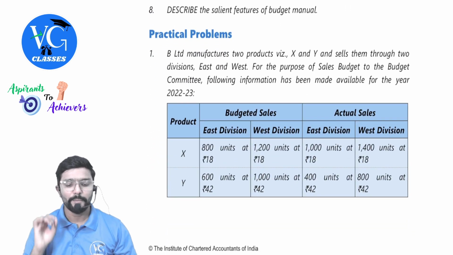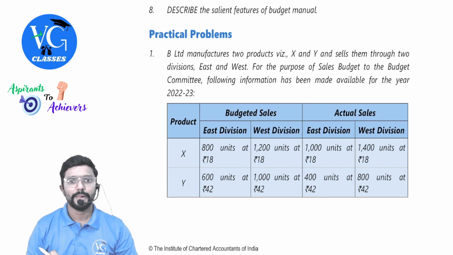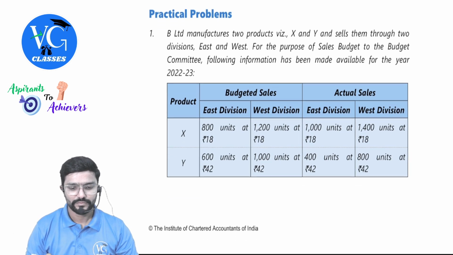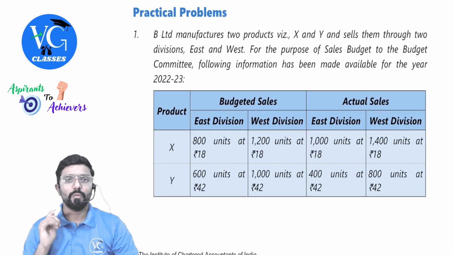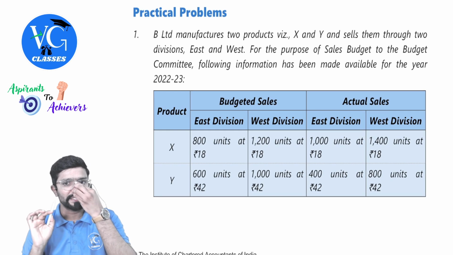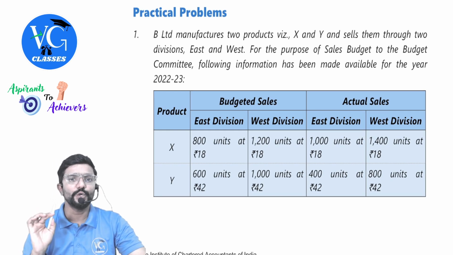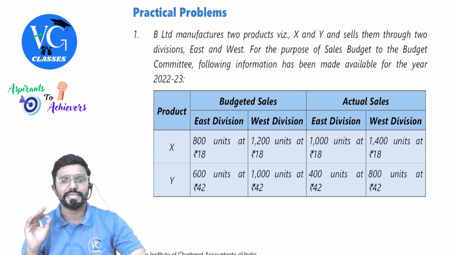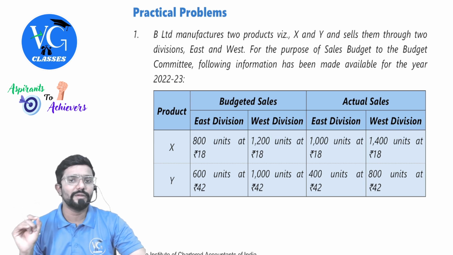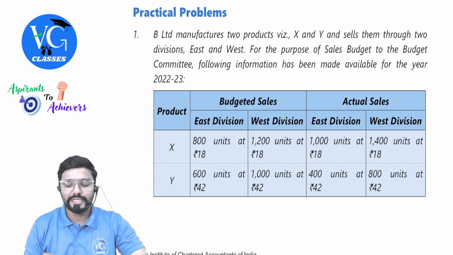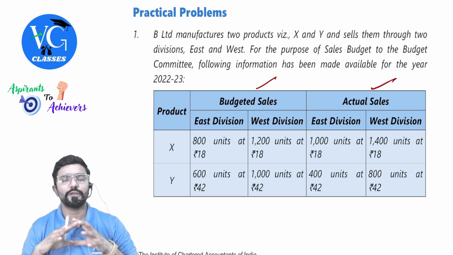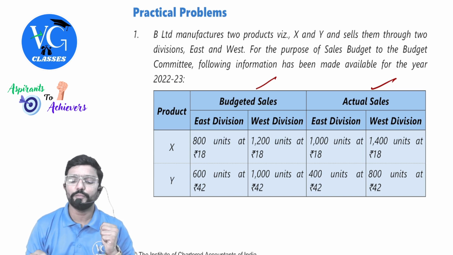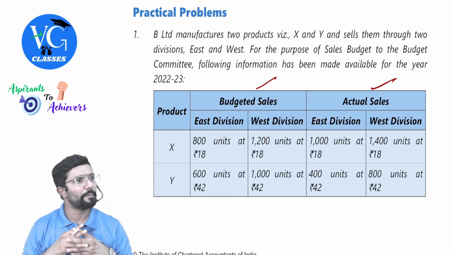Okay, guys. Let us move to the practical problems. Question number one. B Limited manufactures two products, X and Y, and sells them through two divisions, East and West. Maybe they are two different areas. For the purpose of the sales budget to the budget committee, the following information has been made available for the year 22-23. Budgeted sales and actual sales are given for both the divisions. Both the divisions have two products. Please be careful. X and Y are their products, whereas East and West are the two geographical areas where they are operating.